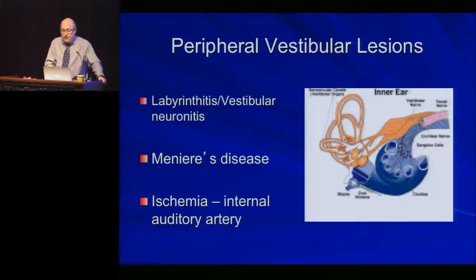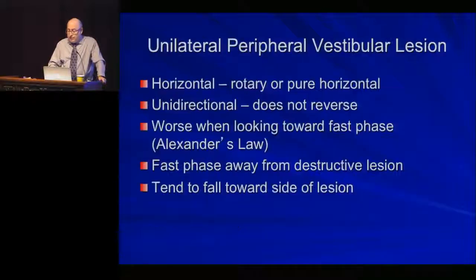Causes of peripheral vestibular lesions are labyrinthitis or vestibular neuronitis, Meniere's disease, or ischemia in the internal auditory artery. And again, if you have a unilateral peripheral vestibular lesion, the nystagmus is horizontal, rotary, or pure horizontal, and does not reverse direction. It's worse when looking towards the fast phase of the nystagmus. The fast phase is away from a destructive lesion, and you tend to fall toward the side of the lesion.